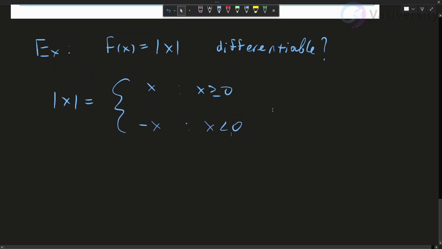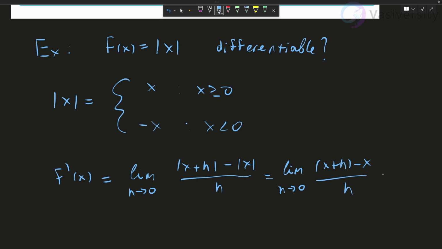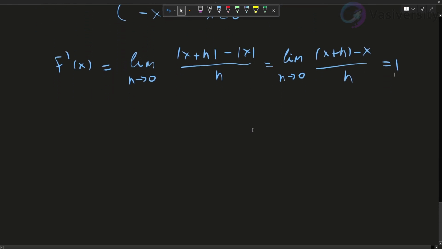So that means we can say, okay, well, f prime of x, we're going to consider it for x being greater than or equal to 0. So we're going to have the limit as h approaches 0 of (x plus h minus absolute value of x) over h. So that's going to be the limit as h approaches 0 of (x plus h minus x) over h. So that's going to be equal to 1. Okay, the slope is going to be equal. How about the other side?